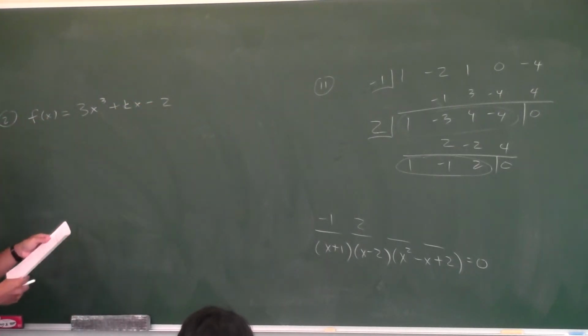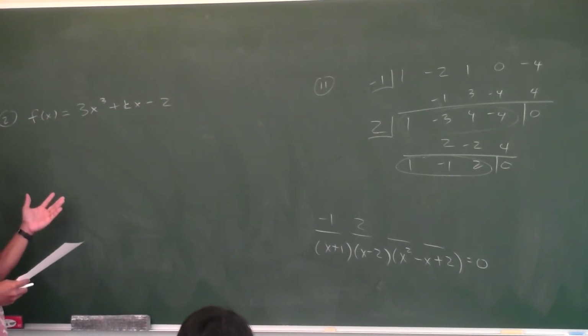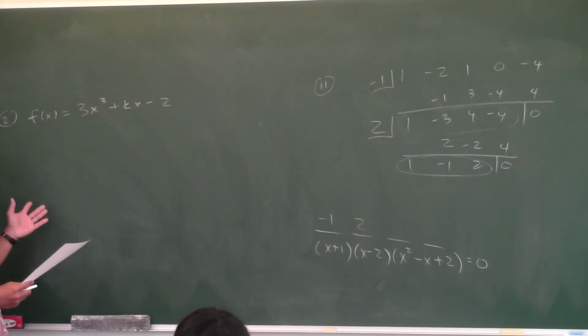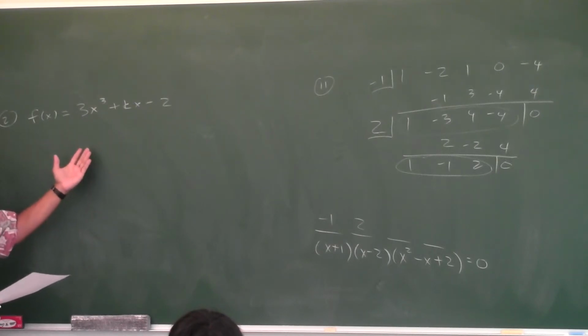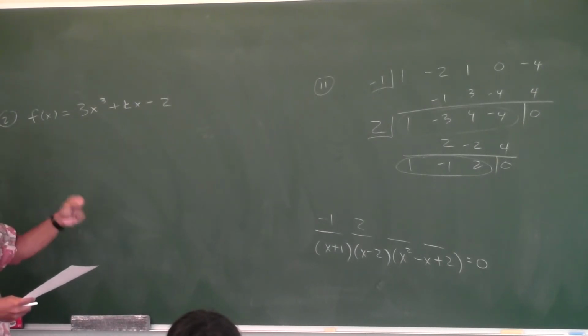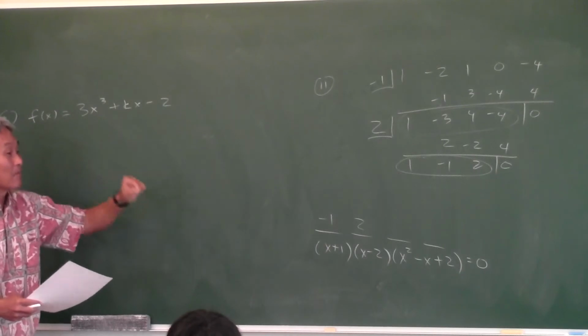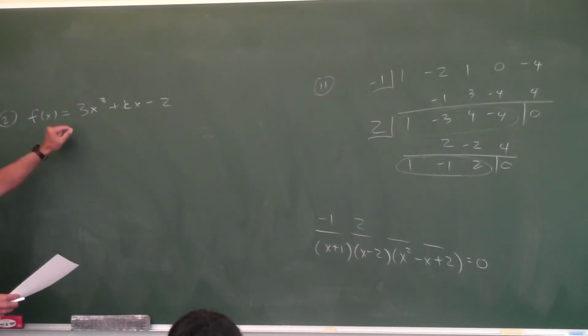It says, if 2 is a zero of this polynomial, find the value. Okay, yes, you can do synthetic division, and if you put 2 in the box, the remainder has to come out 0, right? But instead of doing synthetic division, why not just plug in 2? Because when you do synthetic division, the remainder is the same thing as plugging in 2, remember? So you just have to ask yourself, which one is faster?